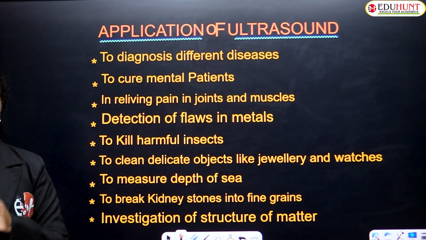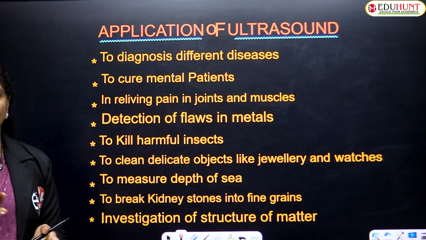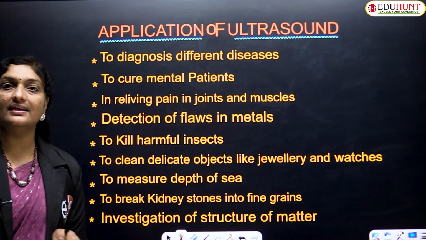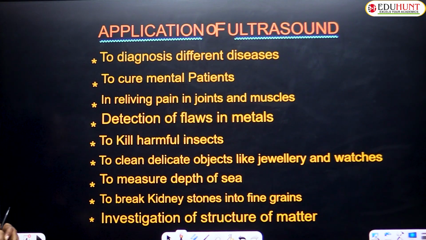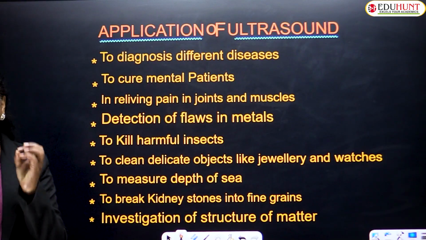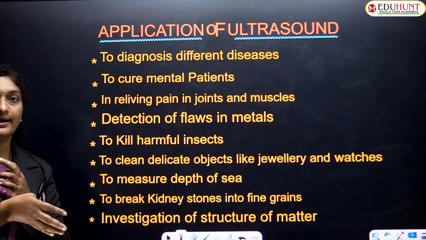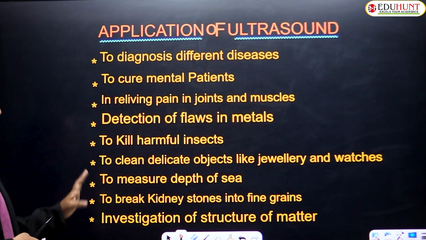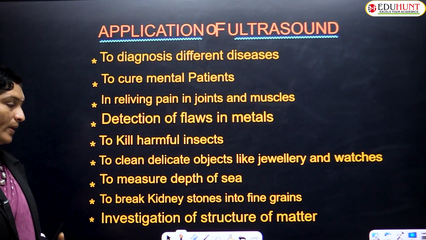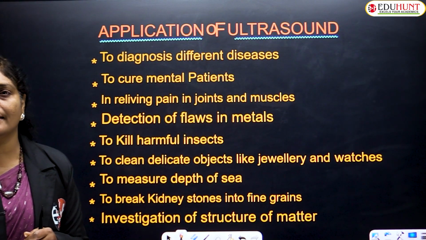And these ultrasonic waves are even used to kill harmful insects. A few people use them for mosquitoes and so on, but harmful insects can be killed by sending these ultrasonic sounds. Okay, children. These ultrasonic waves are also used to clean delicate objects like jewelry and watches, as they can penetrate deep where normal things cannot. And very commonly we know that the depth of the sea can be measured using ultrasonic waves, and they can also be used to break kidney stones into fine grains.